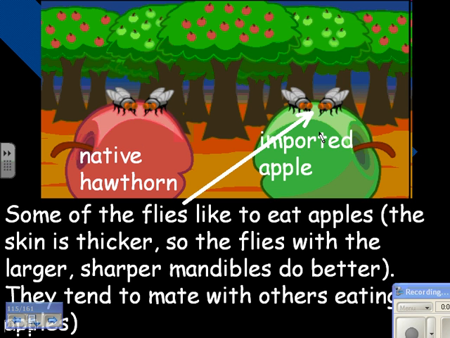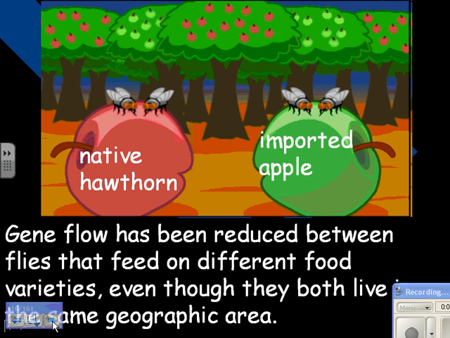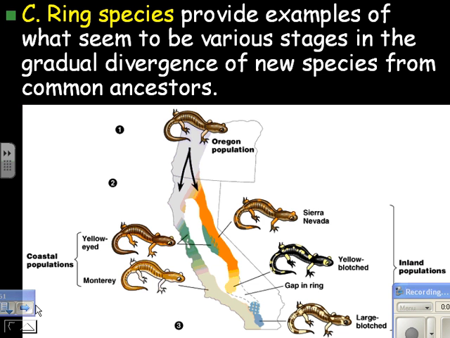And so you can imagine if that continues for many, many generations, that there might be different mutations that are randomly produced in each population, and over a long period of time, you might end up with different species. So gene flow has been reduced between the flies that feed on the different food varieties, even though they both live in the same geographical area. It's kind of crazy. Here's another example.